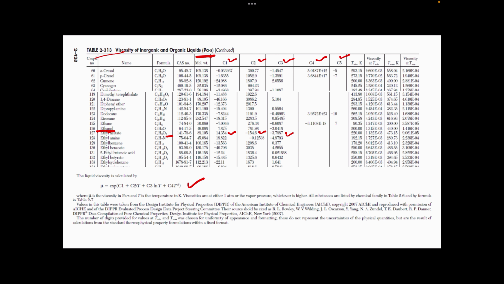C1 you have to substitute, then C2 by T. What is this T? Here it is also mentioned that T must be substituted in Kelvin. But in the problem statement it is given as 40 degree centigrade, and we know how to convert centigrade to Kelvin: we need to add 273.15, and we end up with 313.15 Kelvin. So T is 313.15 Kelvin, and we can easily substitute here, that is exponential.